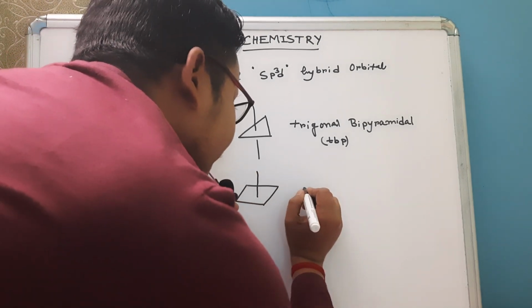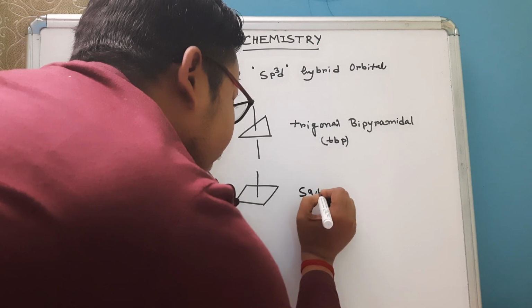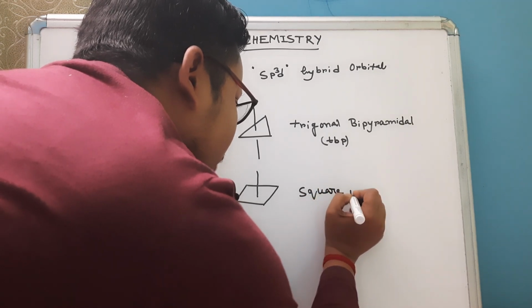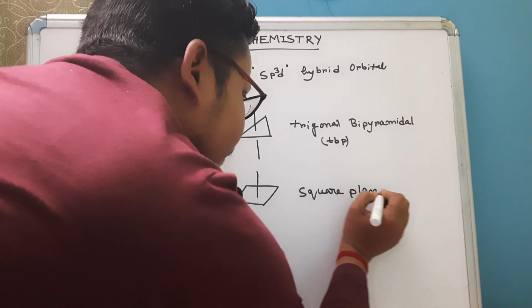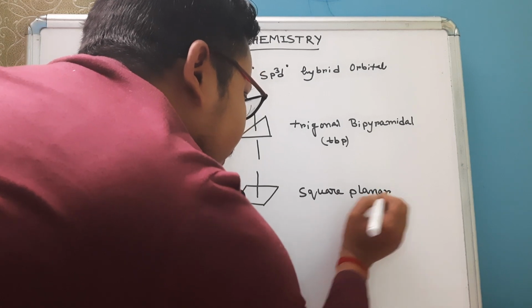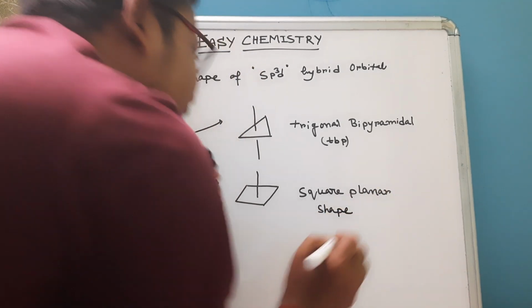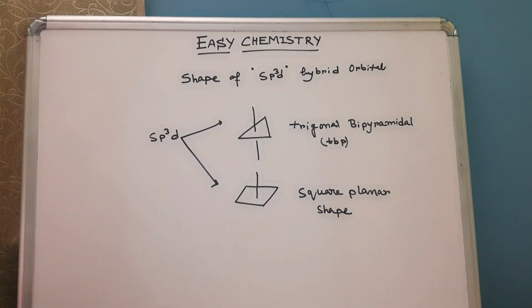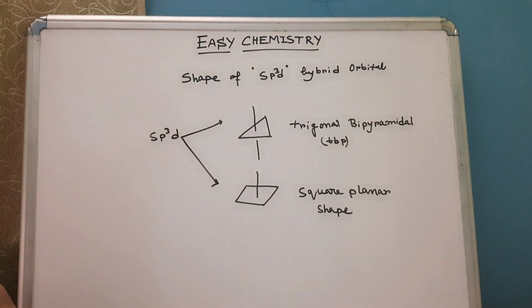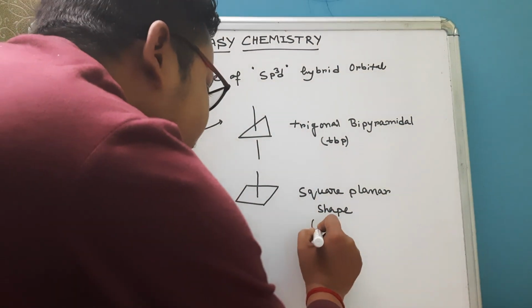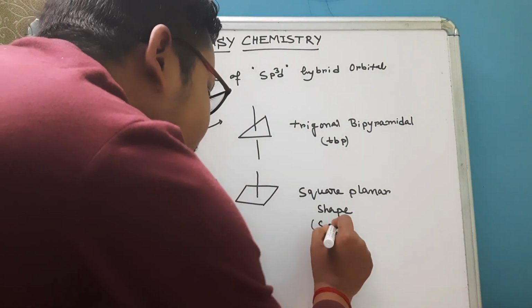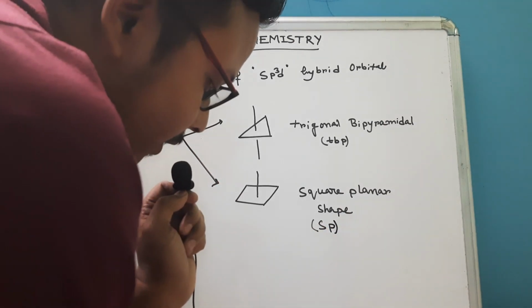So this is the square planar shape. Okay, my dear friends, so now my question is, which shape is predominant?